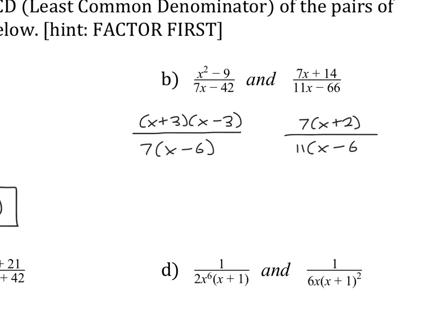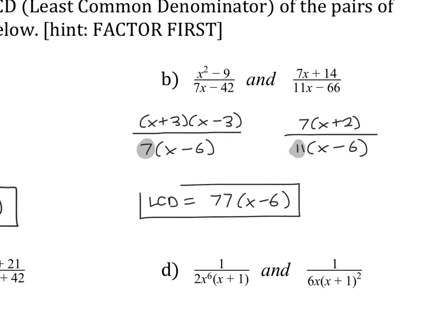So x minus 6. So again, here we're just looking for the least common denominator. So the first thing we can look at, again, is those constants. So we have 7 and 11. So the LCD of 7 and 11 would be 77. And then the next factor I see is x minus 6. So since x minus 6 has already been included, it actually works for both, so we only need to list it once. So our LCD is 77 times x minus 6.